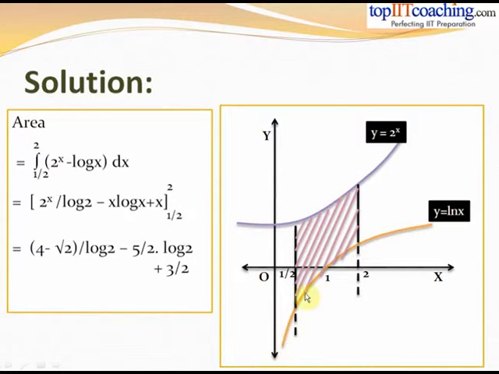So this yellow curve represents the equation y equal to ln x. This is equal to 0 at x equal to 1, and when x tends to infinity, this also tends to infinity. Similarly, when x tends to 0, it tends to minus infinity. So this yellow curve represents y equal to ln of x. Now this is the line x equal to 1 by 2 and this is the line x equal to 2. So actually the area between these two curves and these two lines is this portion. This pink portion represents the area between the curves y equal to 2 to the power of x, y equal to ln x, x equal to 1 by 2 and x equal to 2. Now we have to calculate the area of this portion.